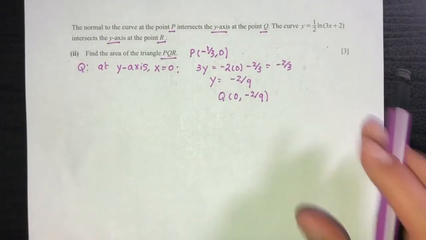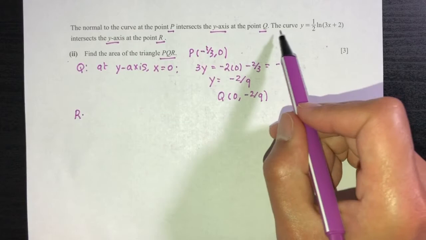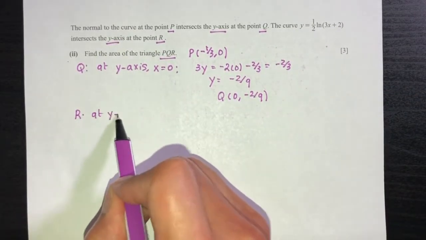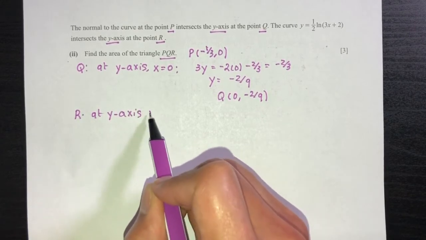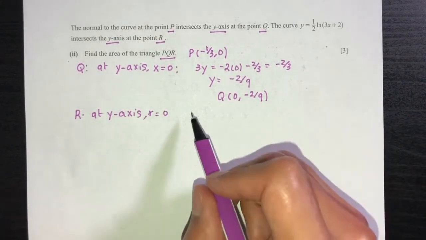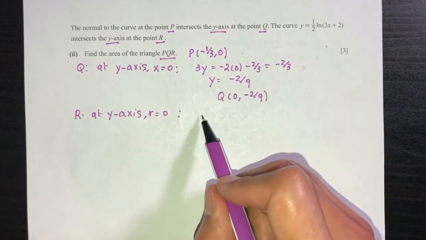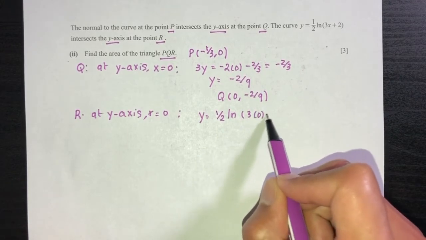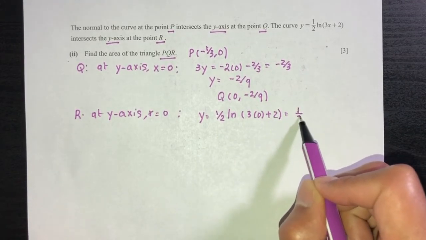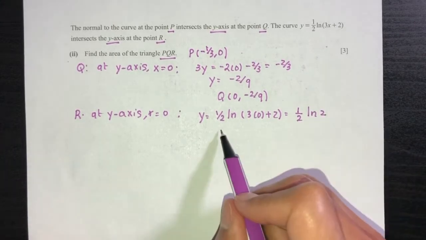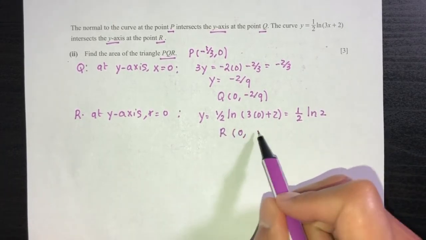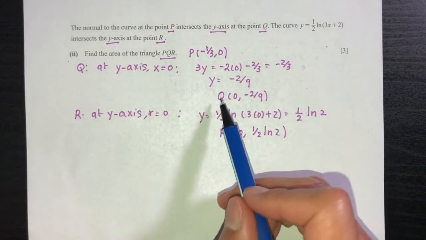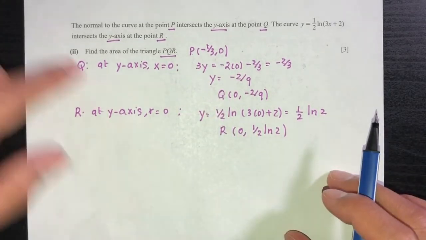Now we have to find the point R. The point R is where the curve intersects the y-axis. So again, at the y-axis, we know that the value of x is equal to 0. So we place back in the equation, y is equal to half ln 3 times 0 plus 2. That is half of ln 2. So your point R is given by 0, half of ln 2. So now, since we have all the 3 points, P, Q, R, we can find the area of this triangle.